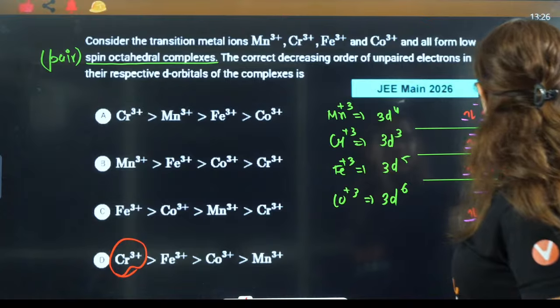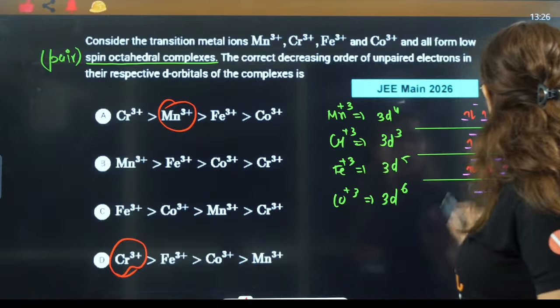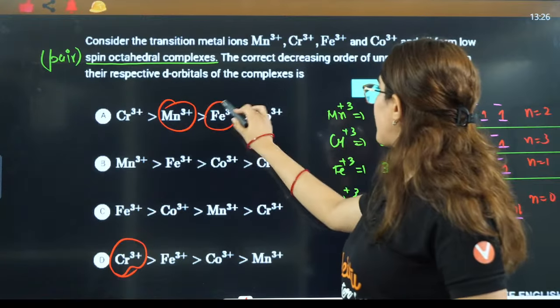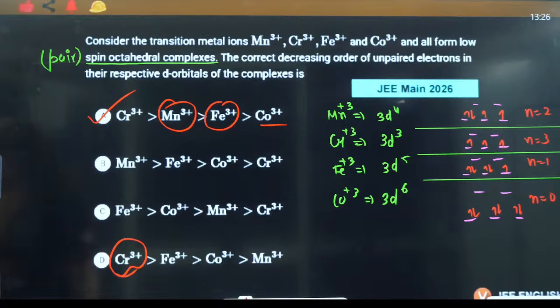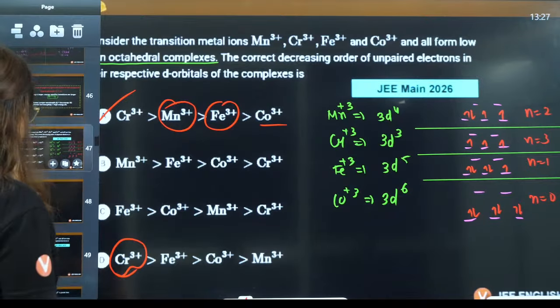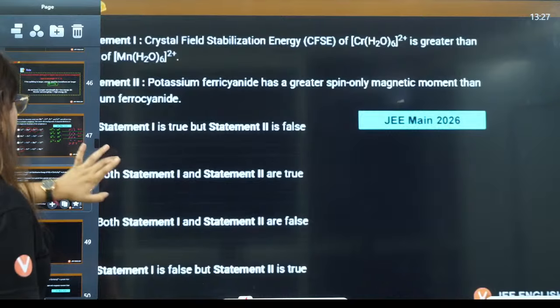Right? After that you have manganese. After that you have iron, and after that you have cobalt. So A is the correct answer here. Done, students? Clear? Answer will be A.